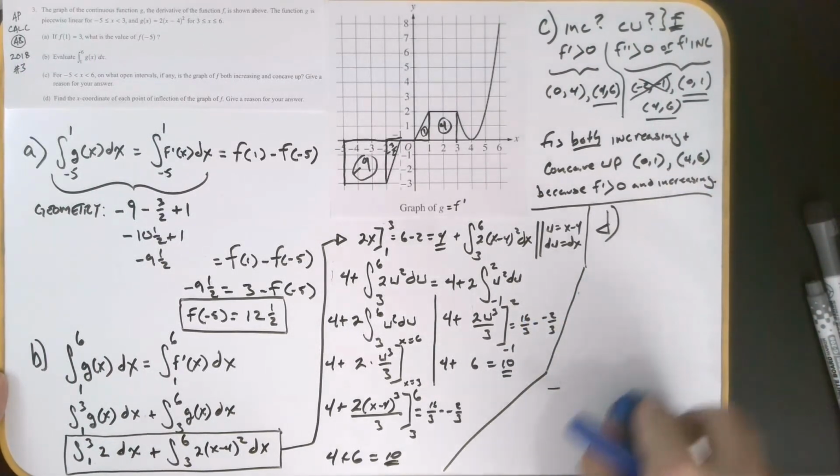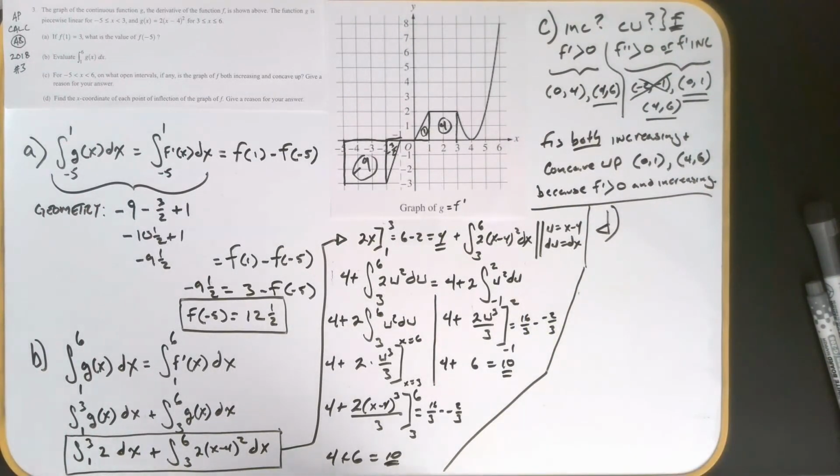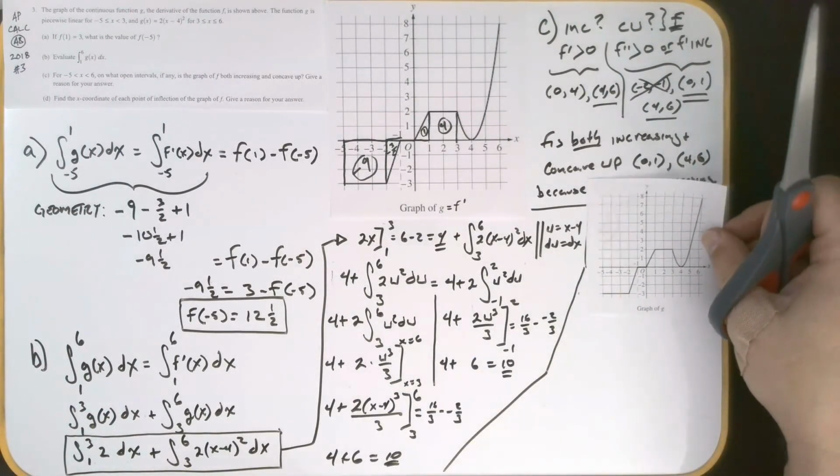So now for part D, here's what they say. Looking at the graph here, part D says, okay, find the x-coordinate of each point of inflection of f, give a reason for your answer. Well, just for the sake of space here and clarity, that original graph that's kind of drawn here, I'm going to put this right here so we have a little something to look at.